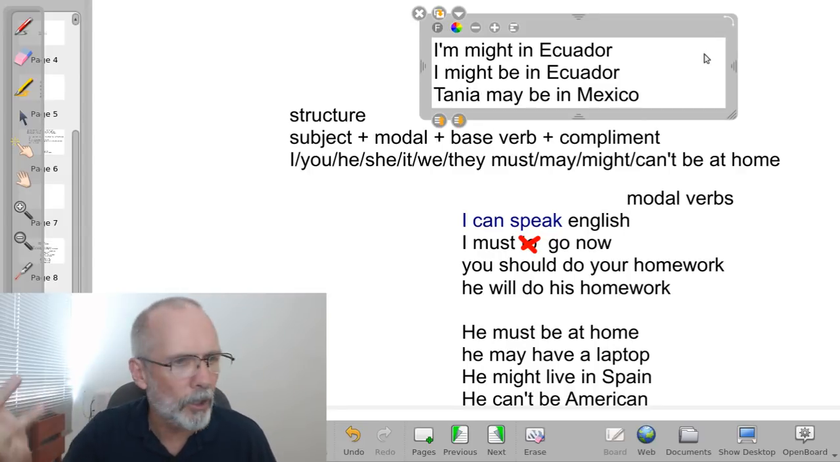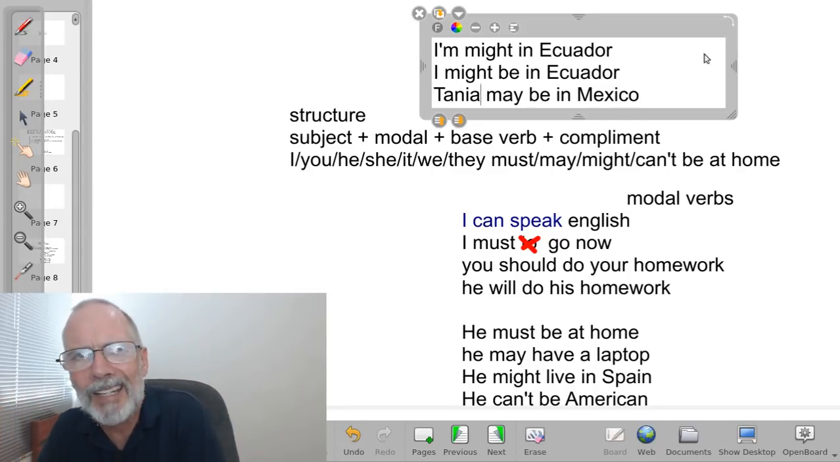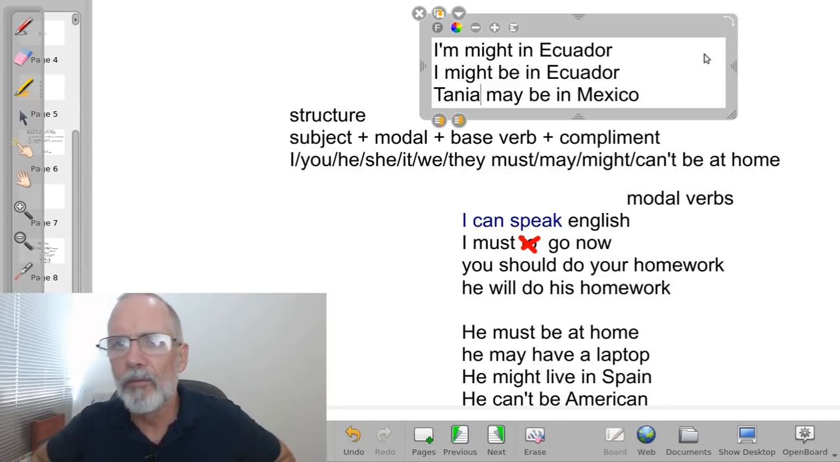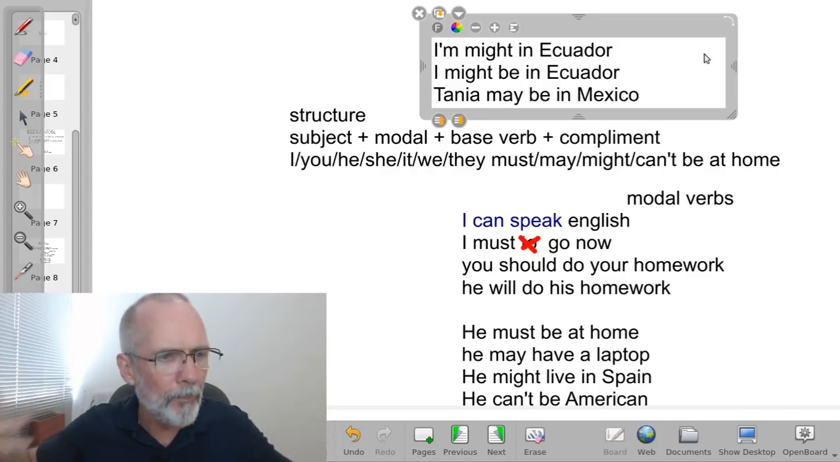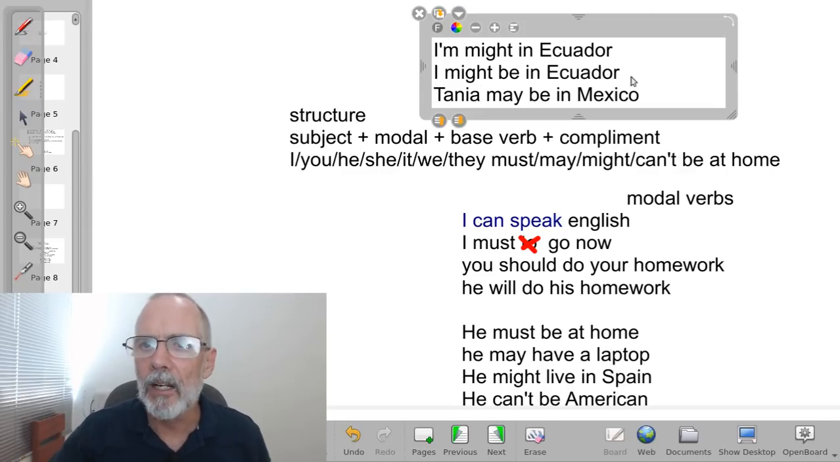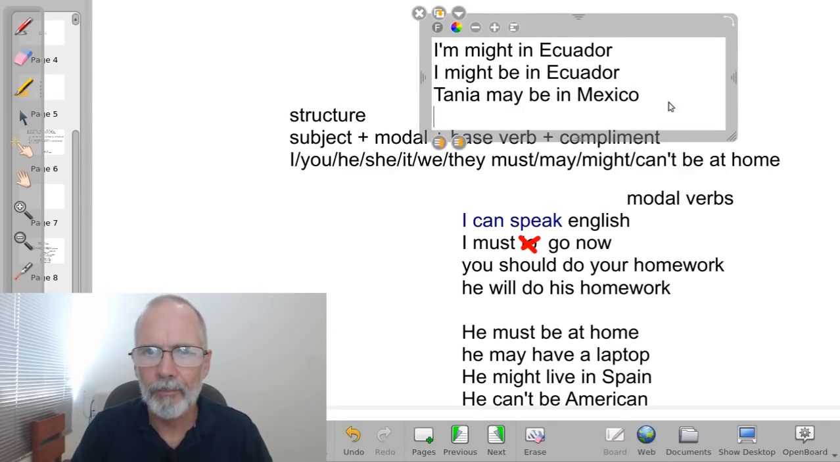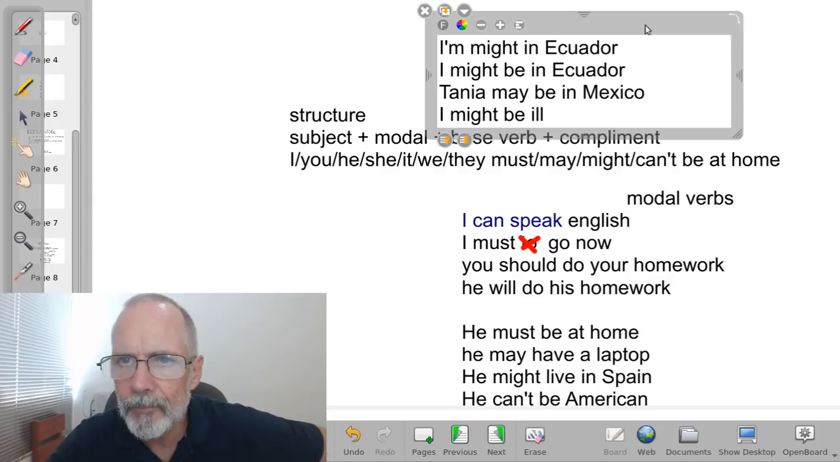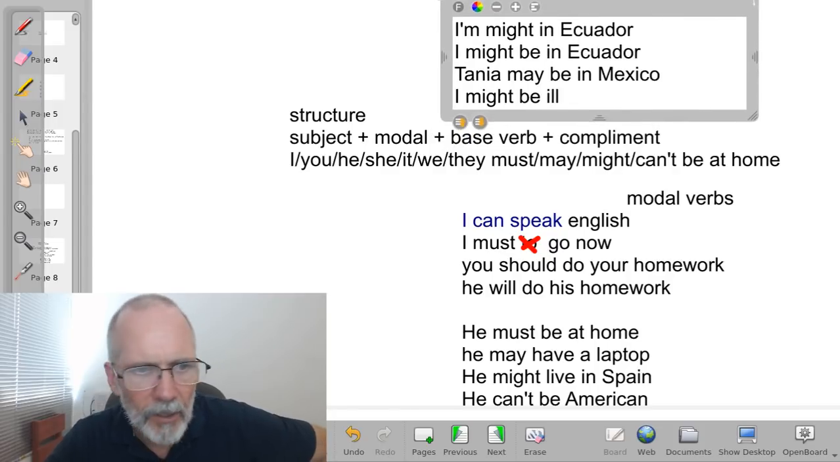But you can also make an assumption about yourself. If you felt very hot, or your stomach was hurting, you could say, oh, my stomach is hurting. I might be ill. Remember, ill means sick. Very good. So let's continue.